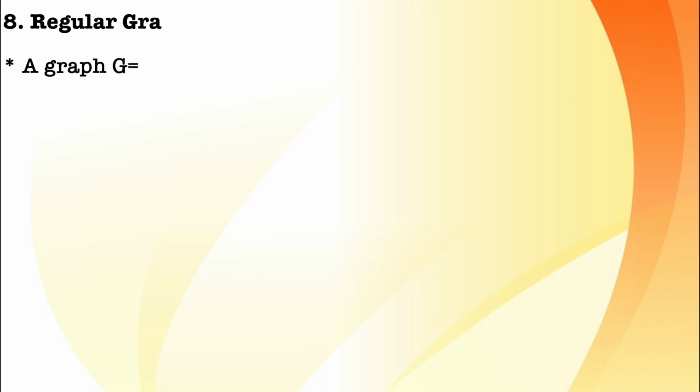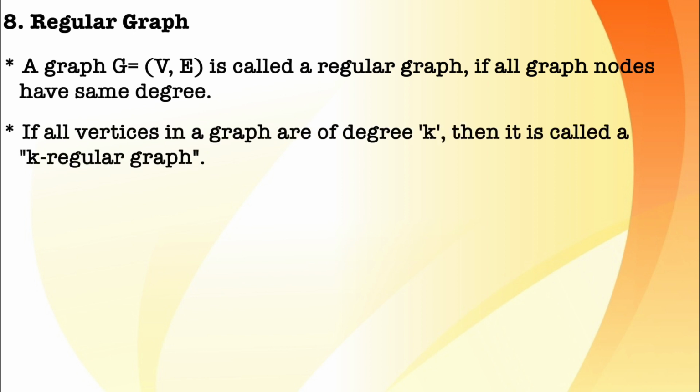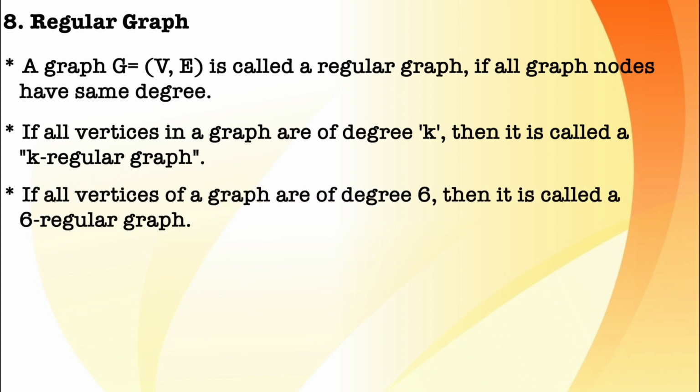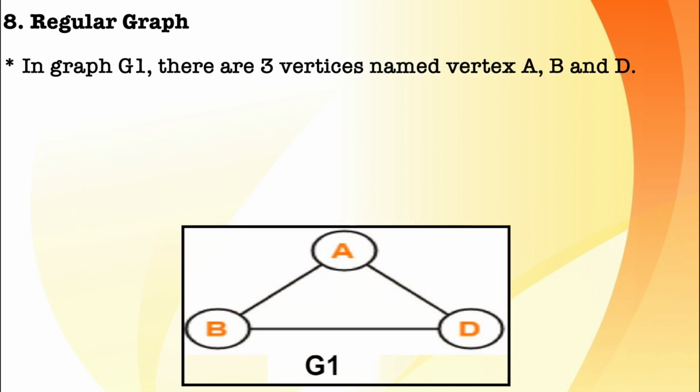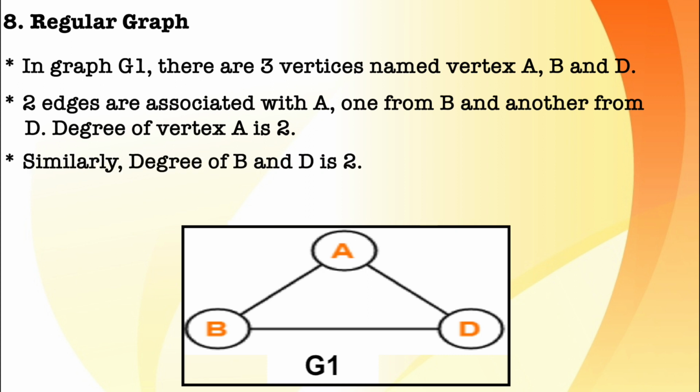Regular graph. If all graph nodes have the same degree, then the graph is called a regular graph. If all vertices in the graph are of degree k, then it is called a k-regular graph. That is, if all vertices of a graph are of degree 6, then it can be called a 6-regular graph. For example, in graph G1, there are 3 vertices named A, B and D. 2 edges are associated with A, one from B and another from D. So, the degree of vertex A is 2. Similarly, the degree of B and D is 2.